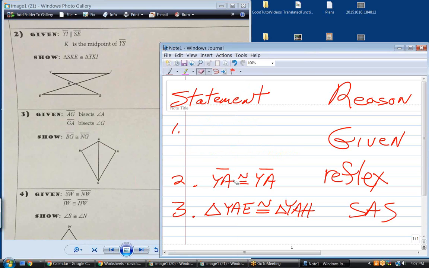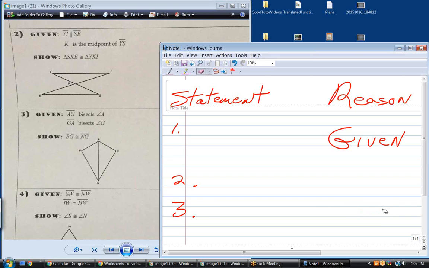What are the givens in this? YI is parallel to SE. In the interest of simplifying it, I'm not going to put the lines over the top and everything. And K is the midpoint of YS. We're trying to prove this triangle is congruent to that triangle. Also, no right triangles are involved, so we know we're going to need 3 things. What 3 things do we have?